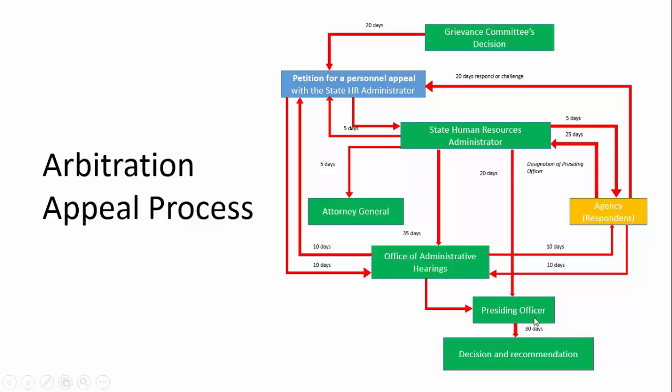Once the presiding officer has been assigned, he or she shall open a hearing and render a decision within 30 days of the close of evidence and submit a written decision to the State Human Resources Administrator, who shall forward copies to both parties. Now that we have seen both processes, the arbitration process and the arbitration appeal process, let's see the details of exercise number 2.